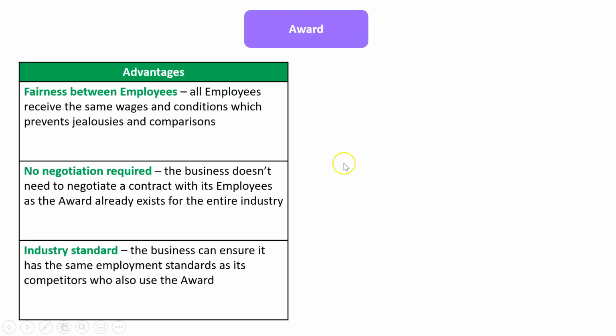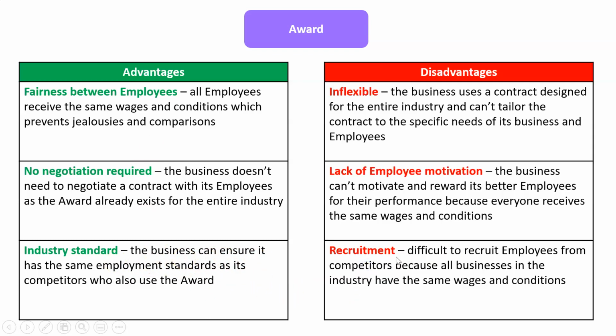So for each of these contracts, we've got to know pros and cons. So an award, it is good because it's fair between everyone. We don't have to negotiate it. If I'm an employer, I don't need to negotiate this because it's already been done. Awards exist. And it's industry standard. I know my workers aren't going to get ripped off working for me because it's the same employment standards as every other business that uses it.